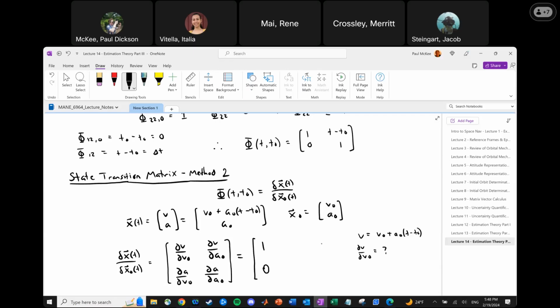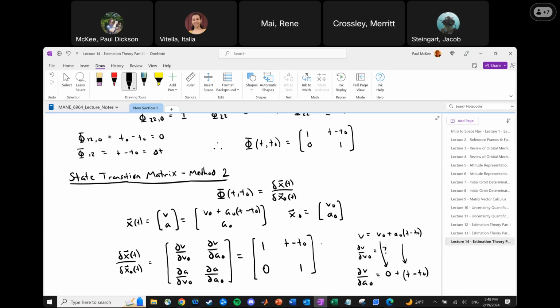Okay. And then derivative of acceleration with respect to initial acceleration, well, that's all that it is. So that's going to be 1. Okay. The derivative of velocity with respect to initial acceleration, well, let's look at this term by term, right? The derivative of v naught with respect to a naught is 0. The derivative of a naught (t minus t naught) with respect to a naught is t minus t naught, not t minus delta t. So this term gives us t minus t naught.